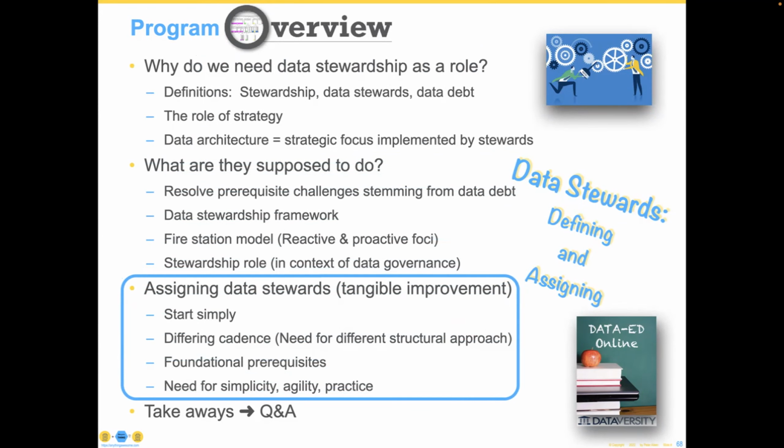Again, let's start simply. Let's understand that the differing cadence of data requires a different structural approach. We can't just apply traditional approaches to all of this. There are some foundational prerequisites that we want to get. But what we're really looking for is the ability to do this gracefully and help people understand the value as well as the scale-up composition around each and every one of these.